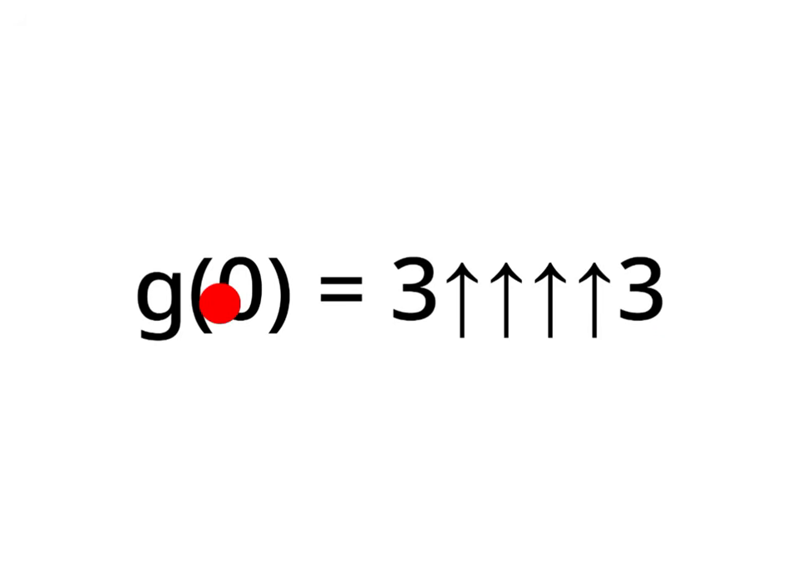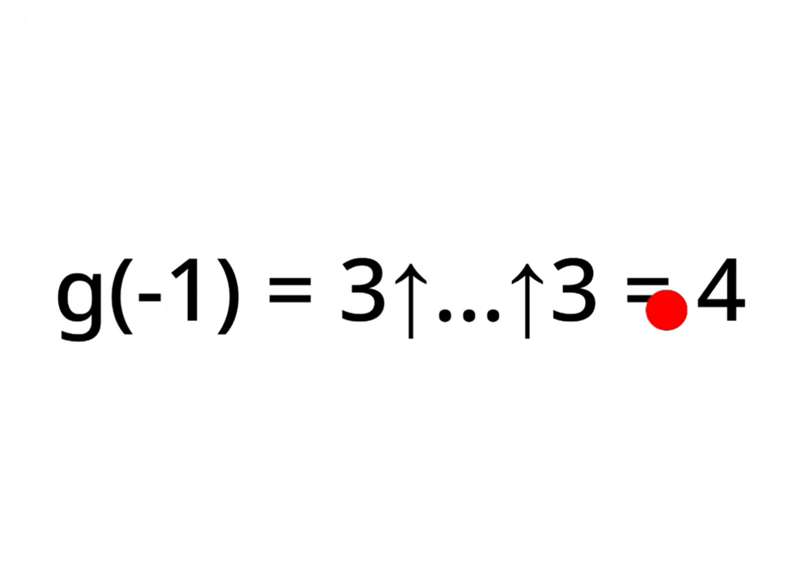So, G0, or at least the way I learned it, I know it's been updated to G1 is equal to this now, but anyways, G0 is 3 with 4 arrows and 3. G negative 1 would be equal to 4, because G0 would have to have G negative 1 arrows. So whatever G negative 1 is, will always be 4.